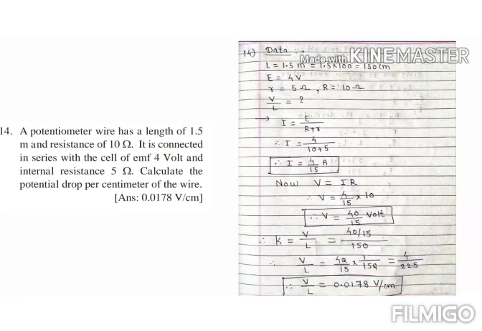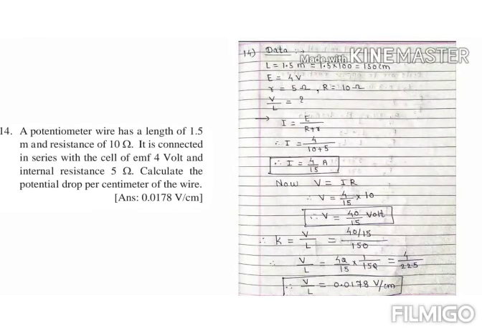Now we will solve the next numerical. A potentiometer wire has a length of 1.5 meter and resistance of 10 ohm. It is connected in series with the cell of EMF 4 volt and internal resistance 5 ohm. Calculate the potential drop per centimeter of the wire.